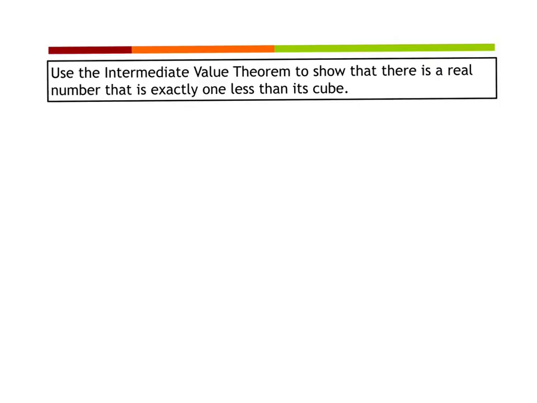Use the intermediate value theorem to show that there's a real number that is exactly 1 less than its cube. And I imagine this would cause panic on a test because students wouldn't know what to do with it. So it's telling me there's a real number, so let's call it x. And it says x equals exactly 1 less than its cube. So how would I write 1 less than its cube down?